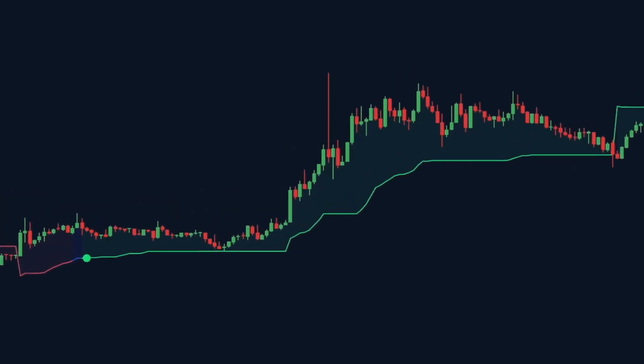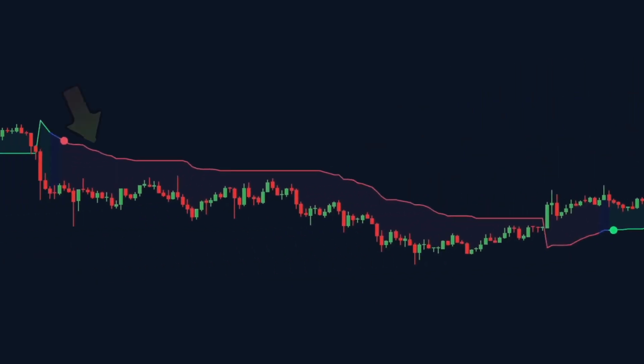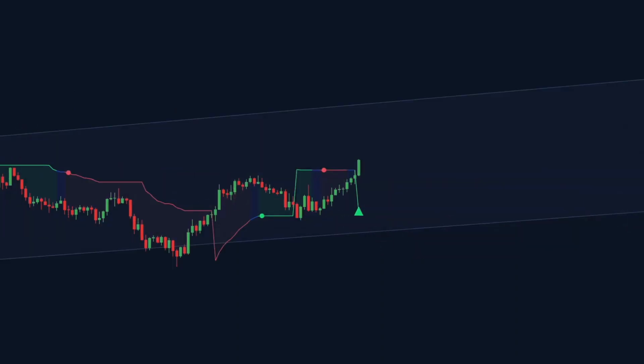In practice, a green line displayed beneath the price typically suggests an upward trend, reflecting a bullish market sentiment. Conversely, a red line positioned above the price signals a downward trend, indicative of bearish conditions. Here's an example of how you can use the Supertrend AI indicator in your trading.